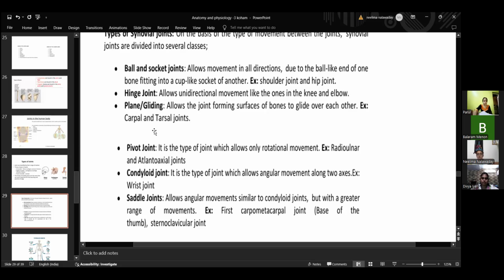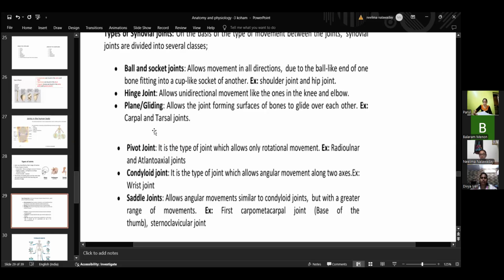Now a hinge joint allows unidirectional movement like the ones in the knee and elbow. Hinge means unidirectional. Our elbow moves in this direction only, in one plane only. This is called a hinge, like the hinge of a door. A door opens in one direction, like that.